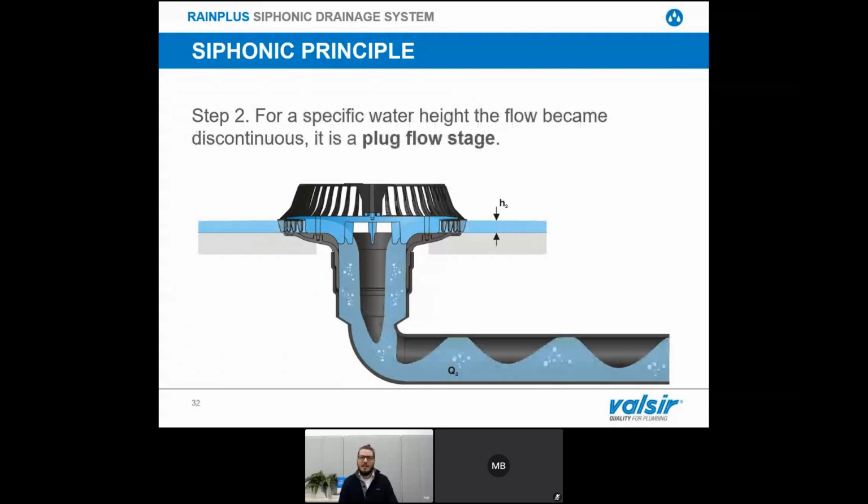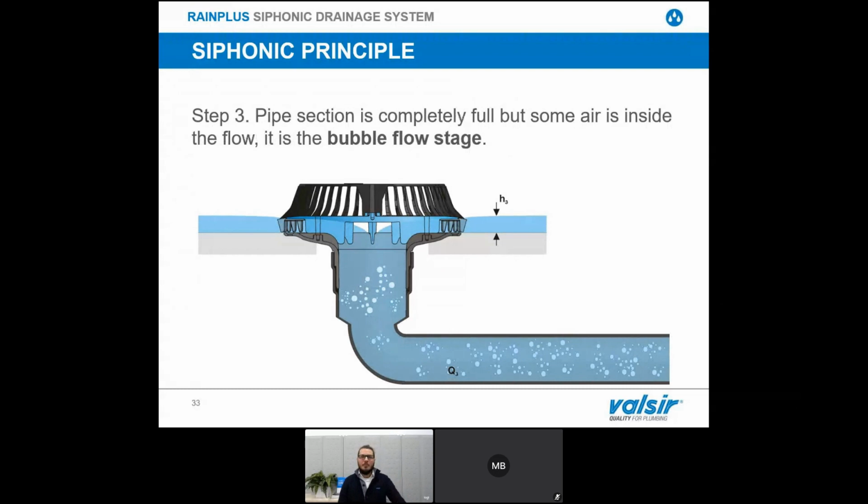The water goes down our pipe simply by gravity, like in a traditional system. But when it starts to rain more, the level of the water on the roof increases and we touch the blue plate, which is the anti-vortex plate, and we stop the air from going inside. So we start to fill the whole pipe, and we have the activation of the Siphonic effect. This sucks more water from the roof, so the level starts to decrease, we start to put air again inside the system, and we stop the Siphonic effect. This activation and deactivation of the Siphonic effect is called the plug flow stage.